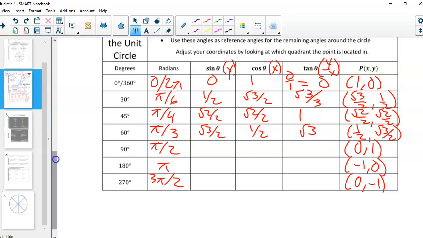For 90, your sine would be 1, cosine would be 0. When we write the tangent of 1 over 0, what would the tangent of 90 be? Undefined. For 180, sine is 0, cosine is negative 1. So when writing the tangent, it is 0 again. And then for 3 pi over 2, sine is negative 1, cosine is 0, so that makes this undefined again.